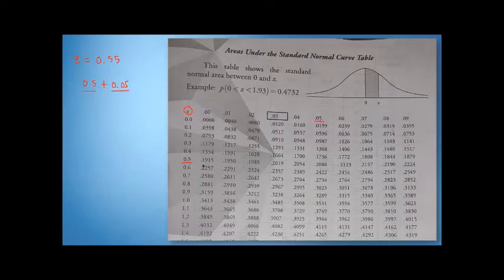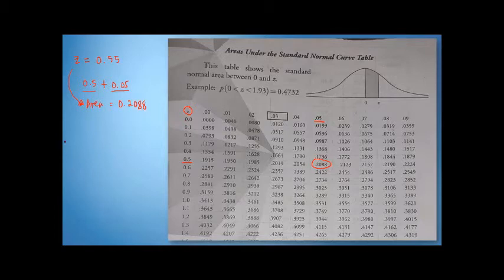Ayan. So, baybayin natin, pakanan to. Then, ito naman, baybayin natin pababa. Yung intersection nila, for example, ito. Ayan yung intersection nila. Iyan yung area ng z-score na to. So, ibig sabihin, ang area nito ay 0.2088. Okay? So, the area of z-score na 0.55 is 0.2088.